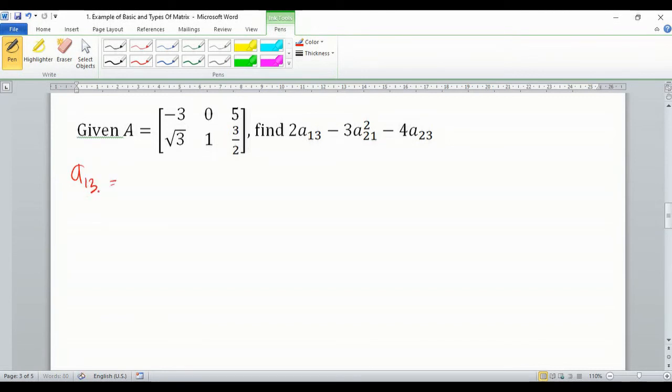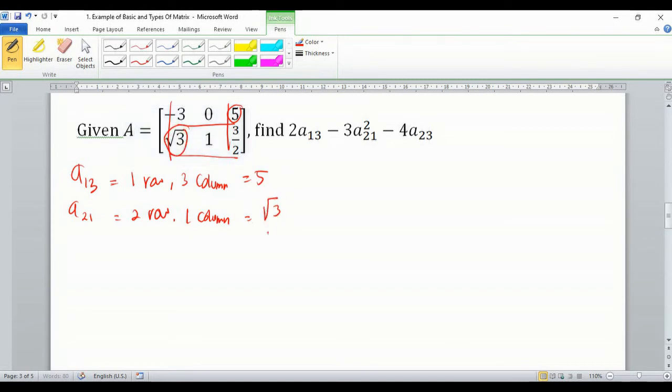A13 means first row and third column. First row, third column in here. So it's 5, the value. How about A21? A21 is second row, first column. So they are meeting in here. So this one is square root of 3.